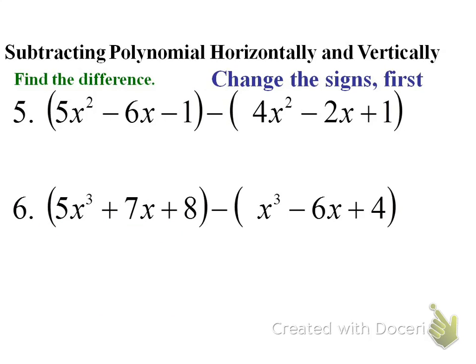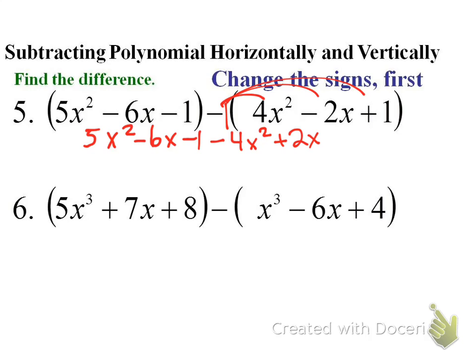Subtracting polynomials is a little more complicated than adding them. The reason is you are subtracting everything in the second set of parentheses. So I'm going to rewrite the first polynomial. Nothing changed. But now I need to change all the signs in the second polynomial. You're basically multiplying through by a negative 1. So it's going to be minus 4x squared plus 2x minus 1.